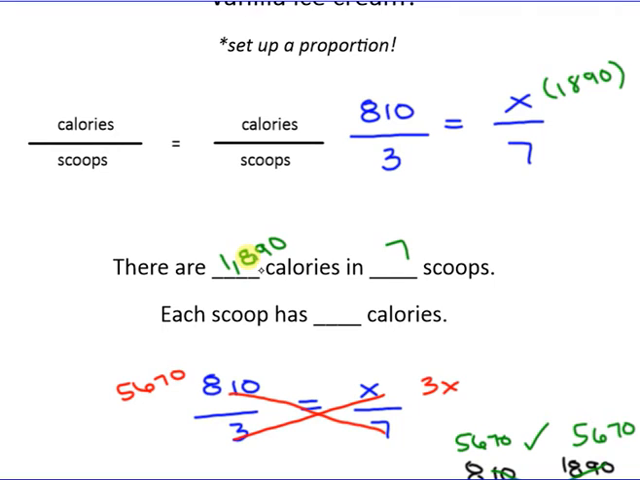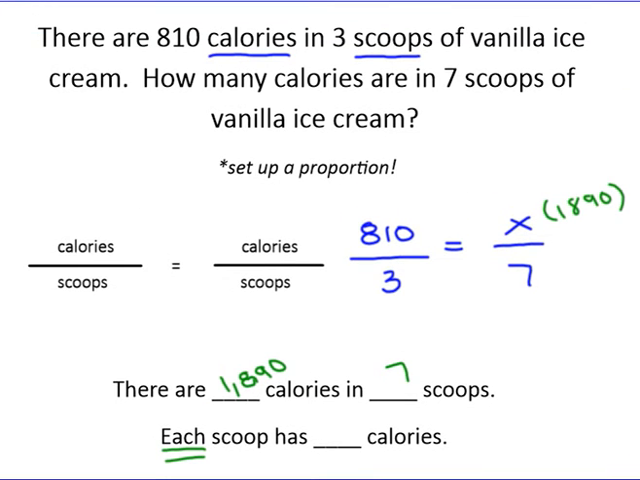But again, it's going to ask me for a unit rate. Each scoop has blank calories. So we need to find the unit rate. I'm just going to use this guy right here. So 810 calories over 3 scoops equals 270 calories for 1 scoop.